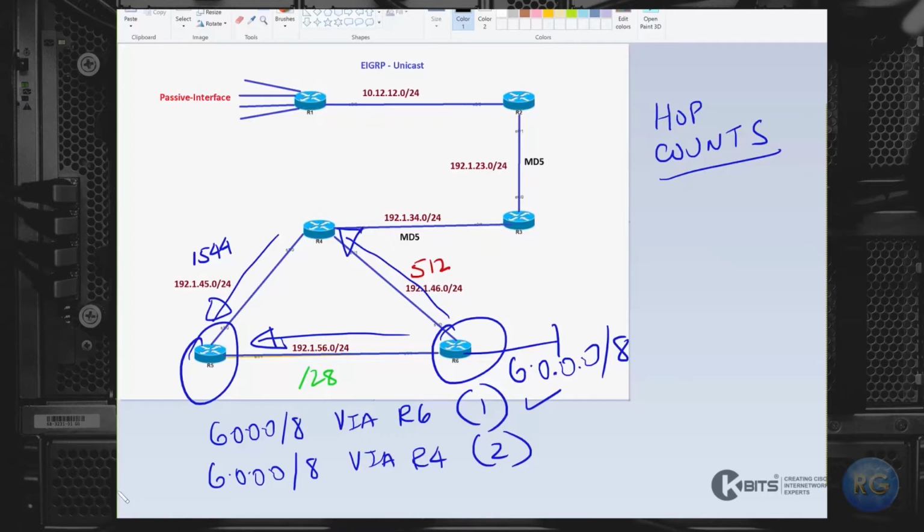Now, how does EIGRP do it? EIGRP has a metric calculation formula which includes the speed of the link, brings it into the equation. Having said that, it's not as simple as that. What do I mean by that? We'll take a look.